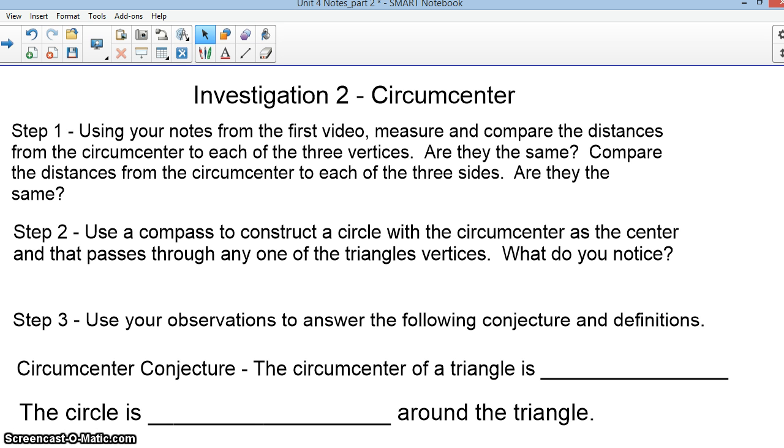So for your circumcenter conjecture, the circumcenter of a triangle is, and it's going to be a phrase, it's not going to just be one word. And for that last blank, the circle is something around the triangle, and that's just going to be one word. That one you might not know, so we'll talk about that one in class. If you need to, pause it, finish the steps, answer the conjectures, and then when you're done, unpause it and move on to the next one.